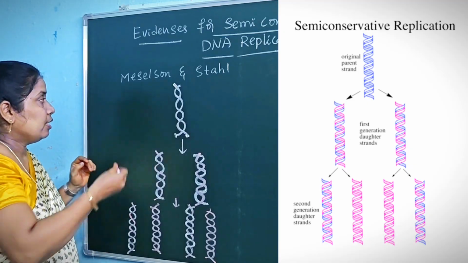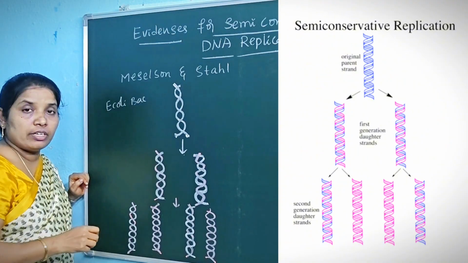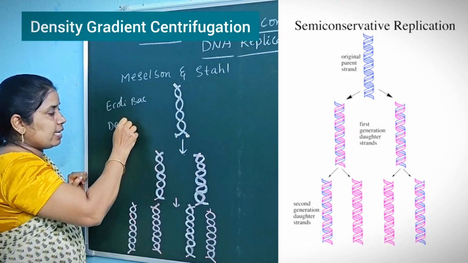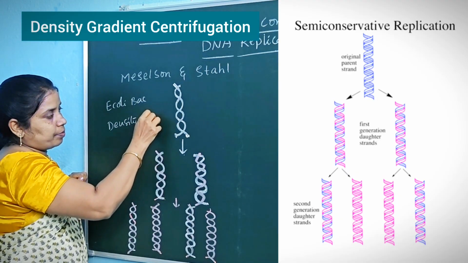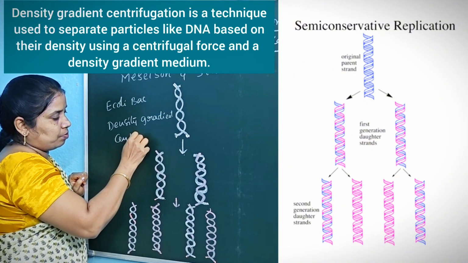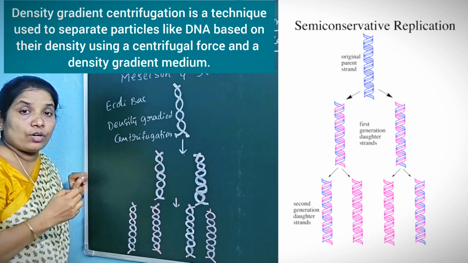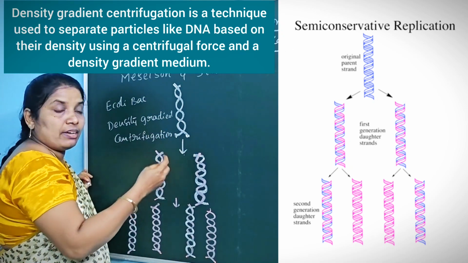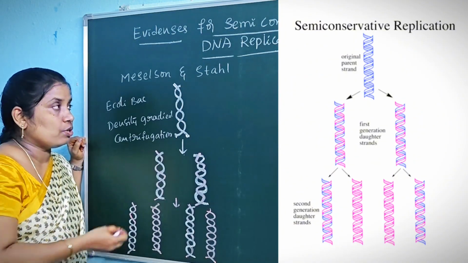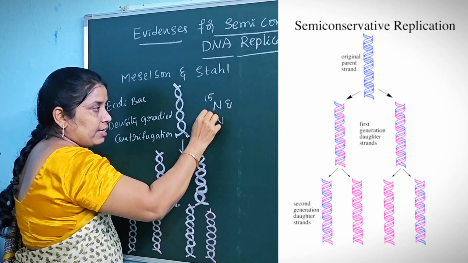So they worked on E. coli bacteria. They used a technique called density gradient centrifugation. So they grew the E. coli bacteria in a medium containing nitrogen isotopes. They used two isotopes, N15 and N14 isotopes.